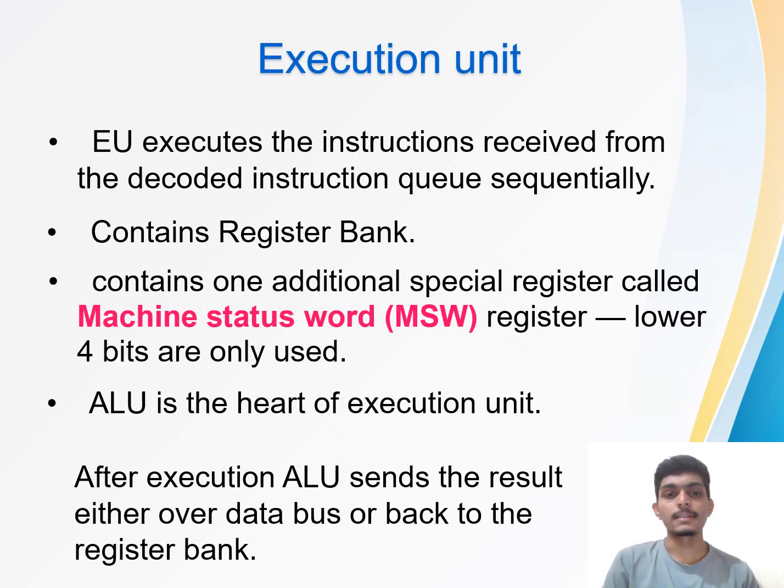Execution unit. The execution unit executes the instructions received from the decoded instruction queue sequentially. It contains a register bank. It contains one additional special register called the machine status word, MSW register. Lower 4 bits are only used. The ALU, arithmetic logic unit, is the heart of the execution unit. After execution, the ALU sends the result either over the data bus or back to the register bank.